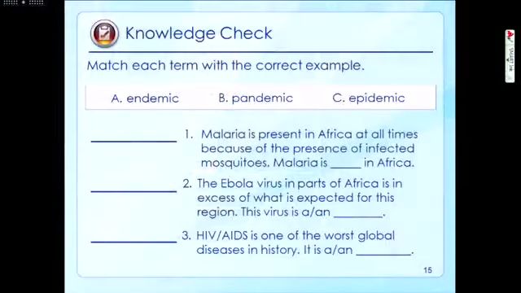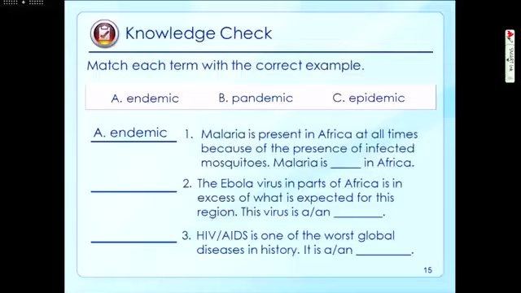So now I'd like you to pick the appropriate term that matches with the following statements. Malaria is present in Africa at all times because of the presence of infected mosquitoes. Malaria is what in Africa? The correct answer is A. Malaria is endemic in Africa.